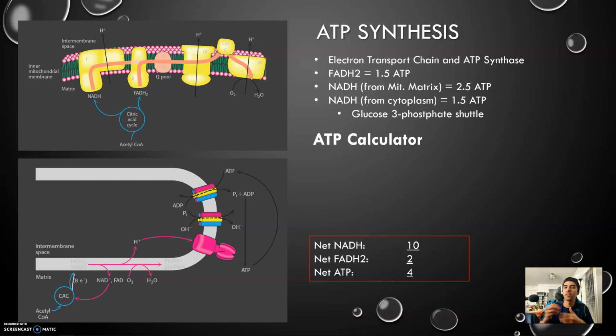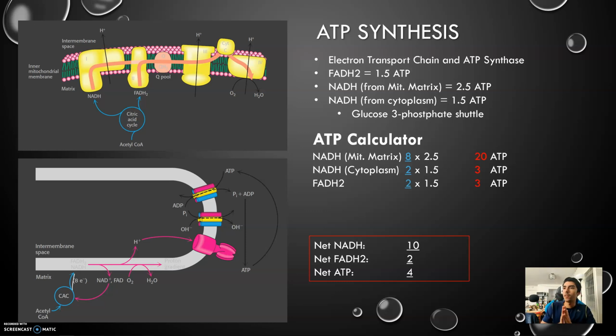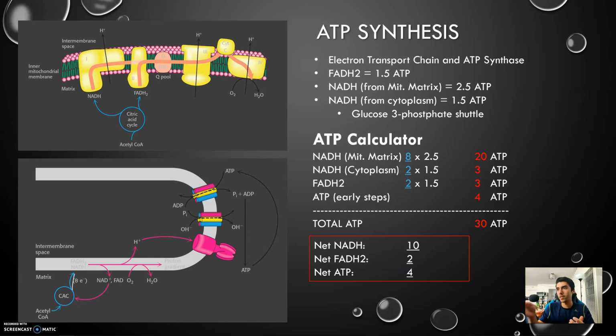So now that we've gone over the conversion rates for these molecules, if we look at NADH from the mitochondrial matrix, there were 8 of those molecules, and with that conversion rate, we get 20 ATP molecules. With NADH, 2 of those being formed in the cytoplasm, we get 3 ATP molecules. With FADH2, there were 2 of those. We get 3 ATP molecules. And we need to consider some of the ATP that we formed in our earlier steps, which were 4. So in sum, we get 30 ATP molecules as we go through this process from 1 glucose molecule.